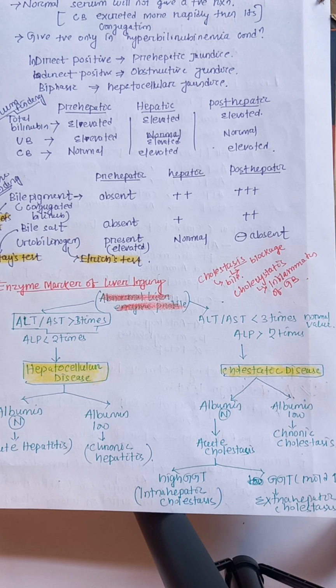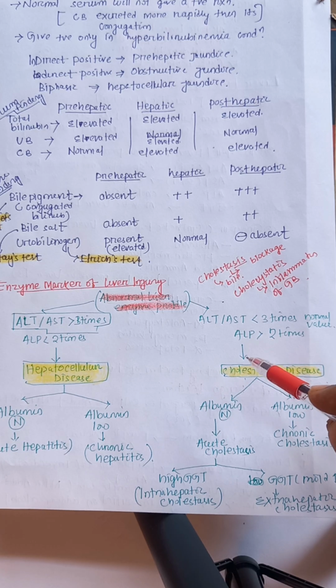Cholestasis means there is a defect in the production of bile. Chole means bile, and stasis means obstruction or non-production of bile. So it causes cholestatic disease, that means raised alkaline phosphatase, and you should know where the alkaline phosphatase and the ALT and AST are produced. Alkaline phosphatase is mostly present in the bile duct.